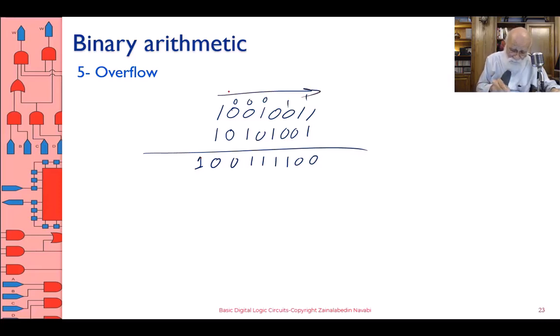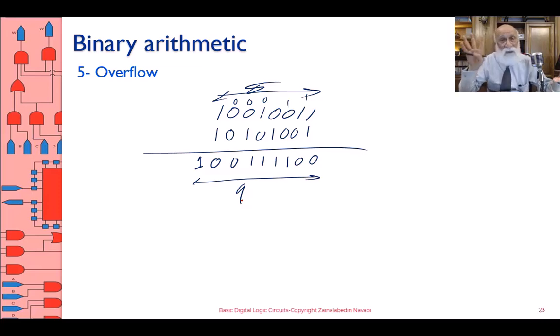This is 8-bit. This is requiring 9 bits. I'm not going to give it 9 bits. I just say, well, this is an overflow situation. Okay? You want to resolve this overflow situation? Well, this is what you can do.